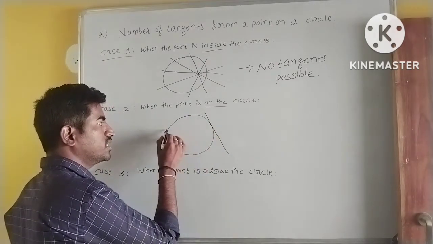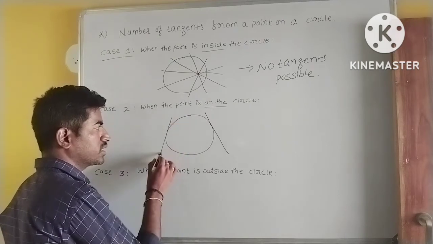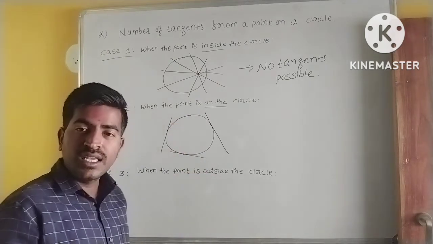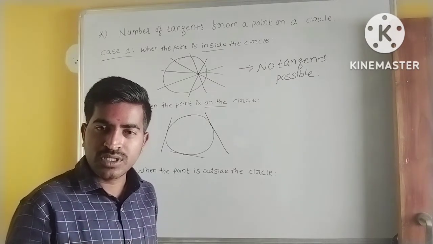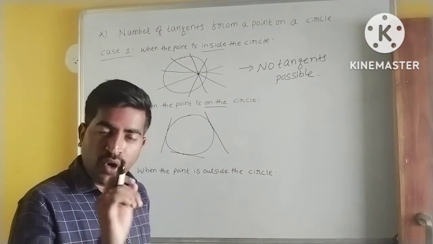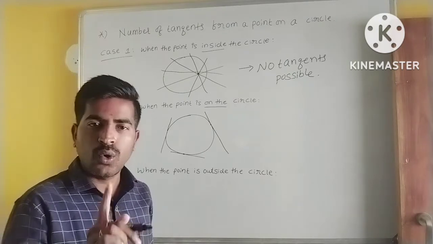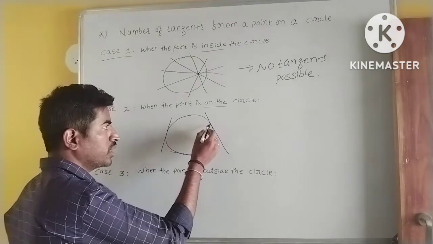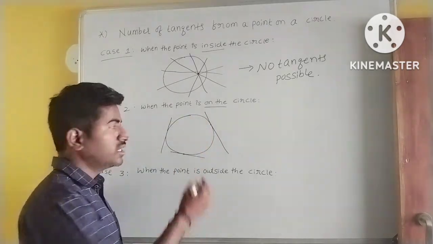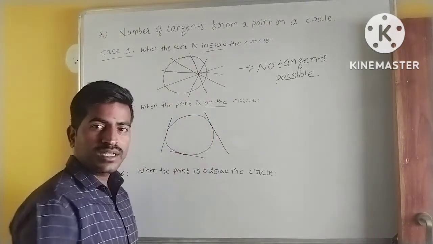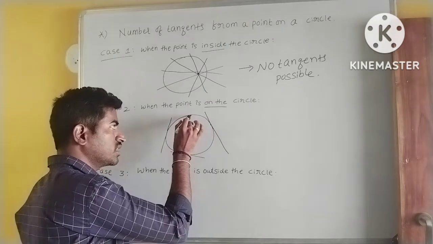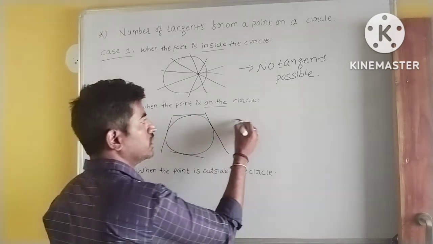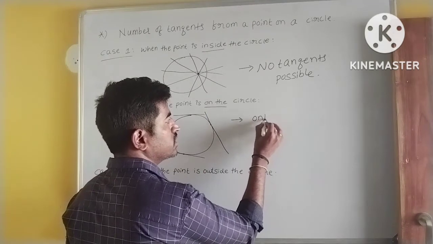But if you consider another point, we can draw one more tangent. If you consider here, one more tangent. So infinitely many tangents are possible on the circle, but for a given point on the circle, only one tangent is possible. Got the difference? You can draw infinitely many tangents by taking many different points, but for a single point, only one tangent is possible. You write here, only one tangent is possible.